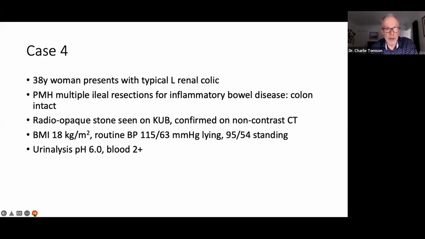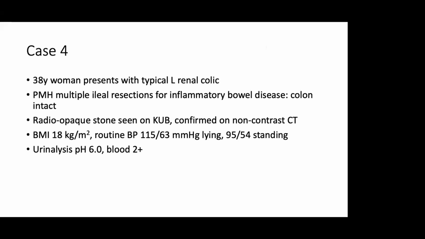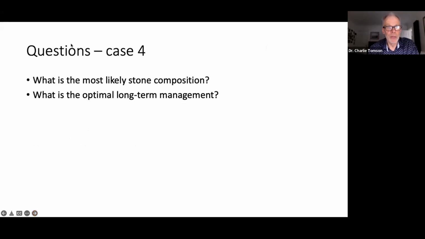Case 4 is a 38-year-old woman who presents with typical left renal colic. She has a past medical history of multiple ileal resections for inflammatory bowel disease, but the colon is intact. A radiopaque stone is seen on KUB, and that's confirmed on a non-contrast CT. She's very thin. She is hypotensive with a postural drop, and she has a urinalysis of pH 6 and blood 2+. And again, I'd welcome your comments on the likely cause in this patient and the optimal long-term management.